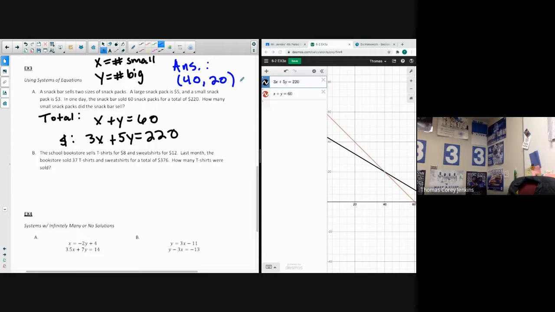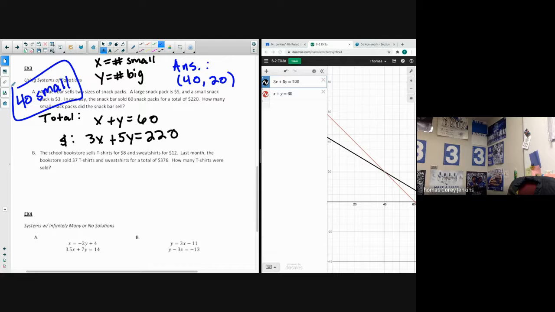And then you just want to make sure you pick the right one, right? So what are we looking for? Small packs, right? So we said x is the number of smalls, so that should be 40 smalls and 20 large, right? So really, we've done enough there on a test for you to get full credit there. That said, I'm going to go ahead and show this by substitution just because I've skipped several examples.